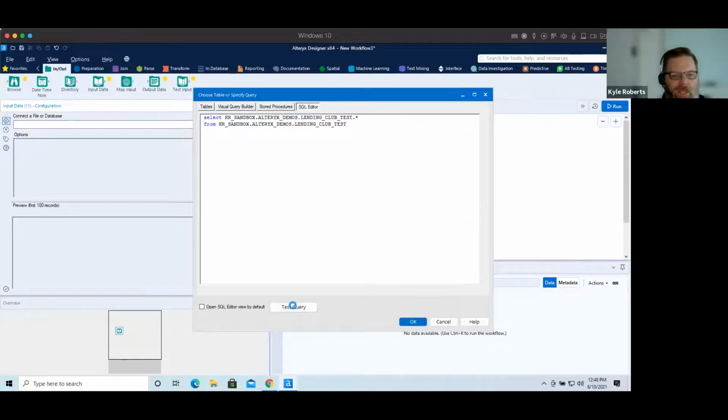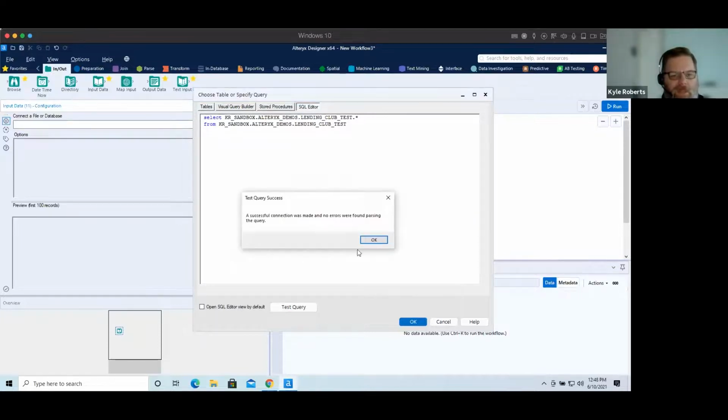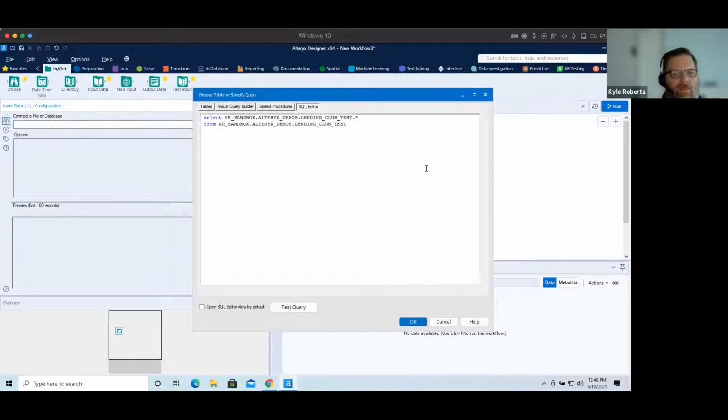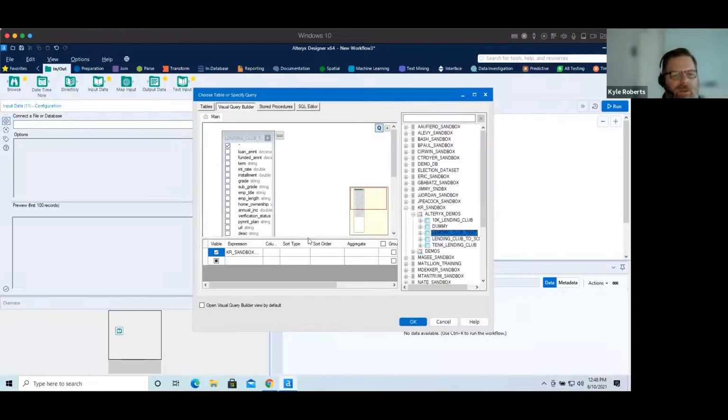And if I wanted to, I could just test this query to make sure the connection was made and there's no parsing error. This is nice also because, let's suppose you have something pretty complicated, getting from multiple tables, you could use the SQL editor inside of here to grab multiple things at once instead of using the visual query builder. But I'm going to go ahead and hit OK, or just grab the variables that you want.